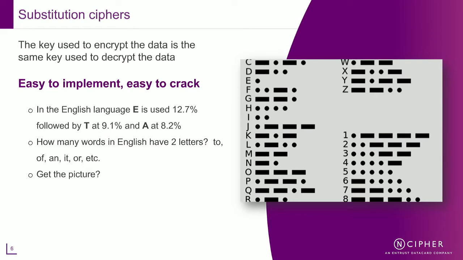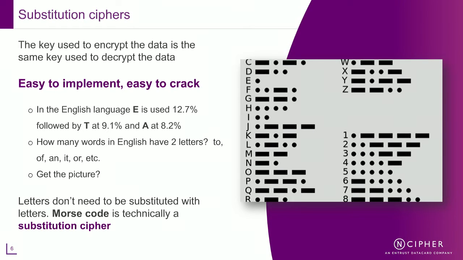The other thing that's interesting is you don't necessarily have to substitute letters with letters. Morse code is technically a substitution cipher, and therefore it is symmetric encryption. The only difference between this type of encryption and the encryption that we're using today is that this has a key that's publicly known. You don't want to do this with encryption. You don't want to let your key be publicly known, and one of the things we're going to talk about is how to protect that key. But in the case of Morse code, everyone knows the key.